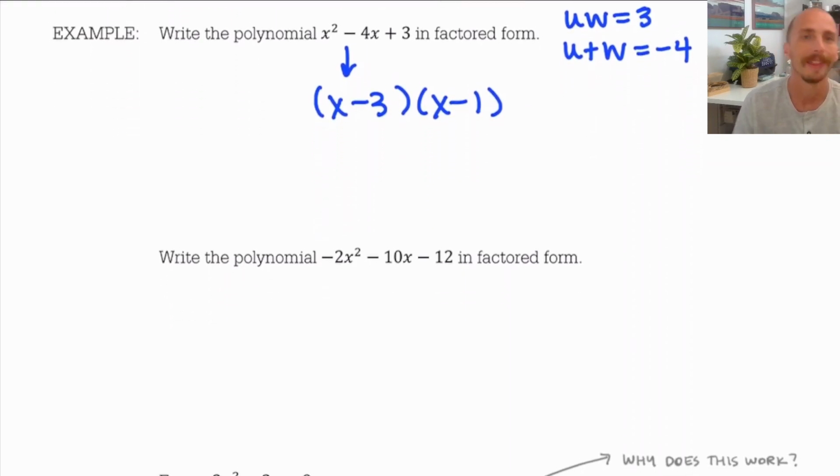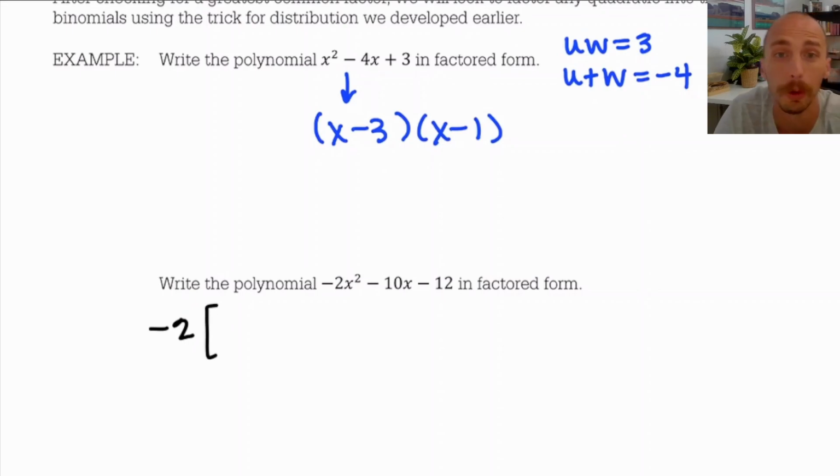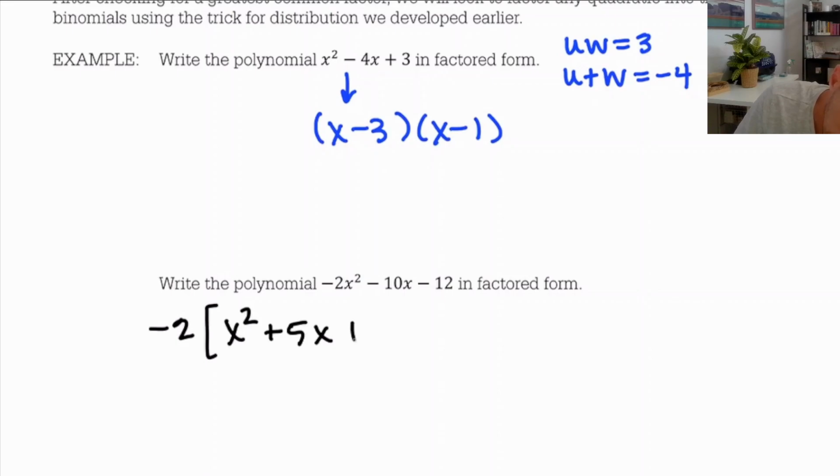Now this next one, I think this is going to have both in it, right? It's going to have a greatest common factor, and then we will continue factoring after that. So I'm going to take out the negative 2, okay? Because I really don't want the leading coefficient of the polynomial to be negative. I'm no good at factoring if the leading coefficient is negative. If it's just negative 1, I'm still factoring out the negative and holding that off to the side. So I've got negative 2 multiplied by x squared plus 5x plus 6.